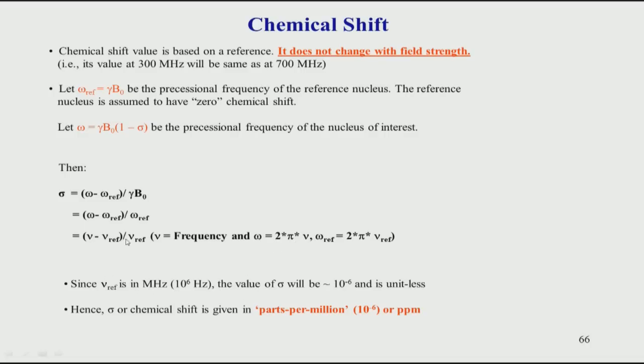When you put this value in megahertz, you will see that sigma is of the order of 10 to the power minus 6, and it is unitless. This is very important because, from this formula, I am subtracting two frequencies, so the numerator is in frequency units, and I am dividing by another frequency. When you divide two quantities with the same units, you get a parameter which is unitless. This shielding factor is expressed in parts per million because it is a factor of 10 to the power minus 6.